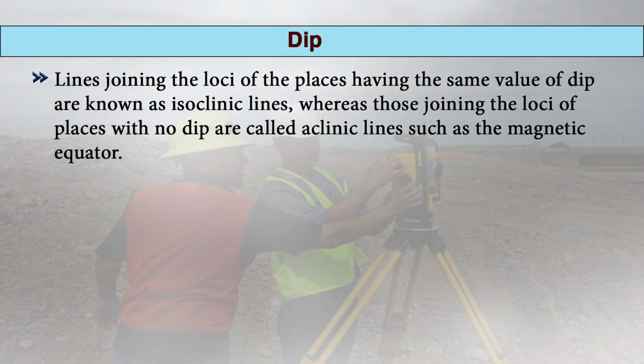It is seldom necessary to measure the angle of dip in surveying, but for the needle to float in the horizontal plane while observing the bearings, a small sliding sleeve weight or rider is attached to one end of the magnetic needle. For example, on the south end in the northern hemisphere, by sliding this weight along the needle, the balance may be achieved. Now, the lines joining the loci of the places having the same value of dip are known as isoclinic lines, whereas the line joining the loci of places with no dip are called aclinic lines, such as the magnetic equator.